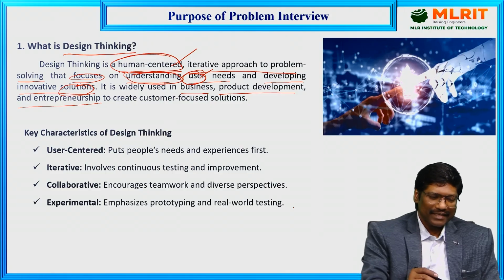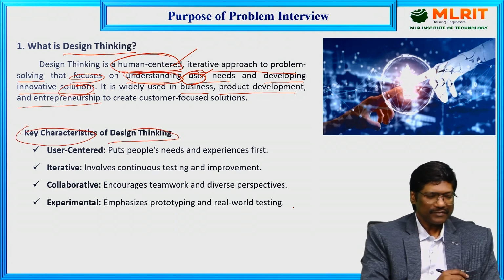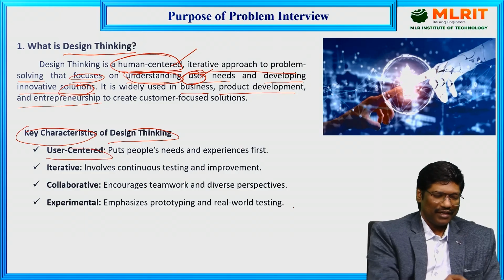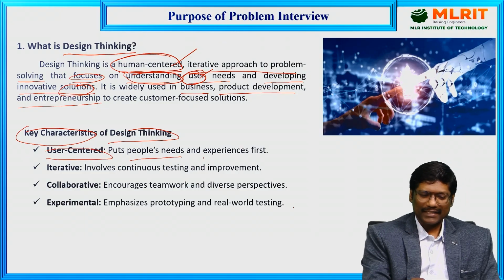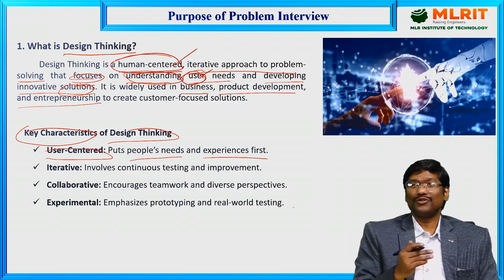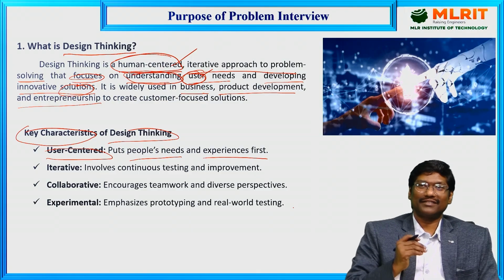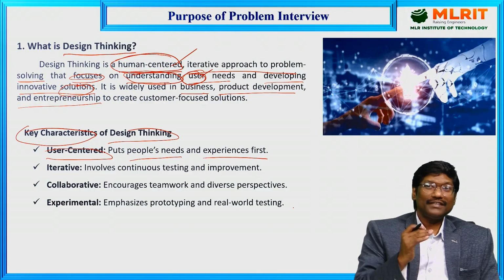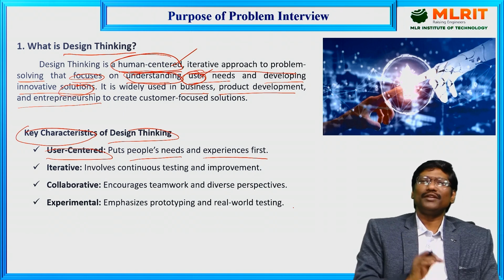So the key characteristics of design thinking. What are the key characteristics? First one is user centered. It puts people's needs and experiences first, right? Not your problems, but the problems of the users that you are targeting, right? It is better understood when, if you are facing that issue, probably you can come up with an even better solution, right? Whatever problems your users are facing, if that is your problem also, probably you could come up with a better solution.